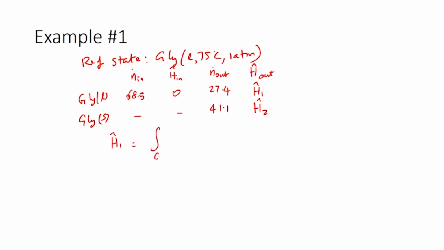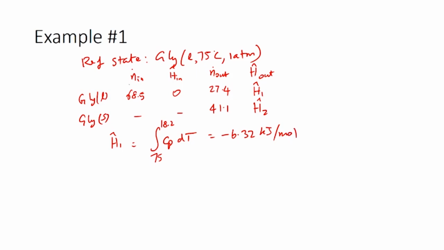integral of Cp dT from 75 degrees Celsius to 18.2 degrees Celsius. Here H1 cap is basically liquid glycerol at 75 degrees Celsius and 1 atmosphere forming liquid glycerol at 18.2 degrees Celsius and 1 atmosphere. Because of this, the process is only a change in temperature; phase and pressure are not changing. So, it is only integral Cp dT, and we can calculate this as minus 6.32 kilojoules per mole.